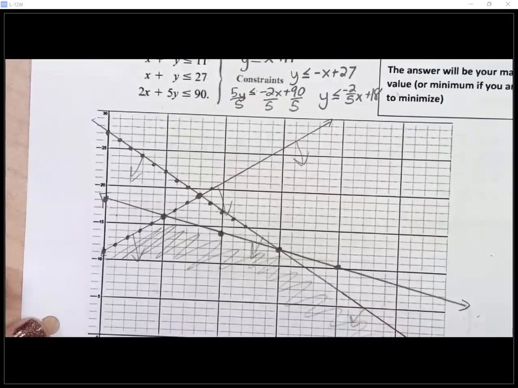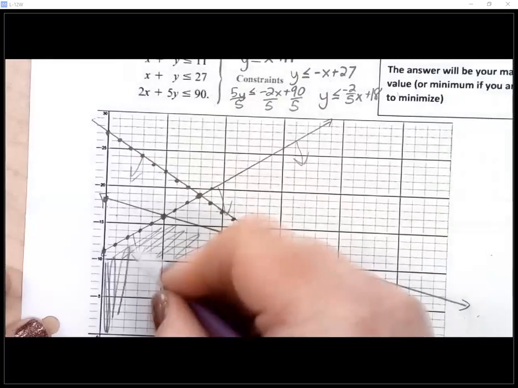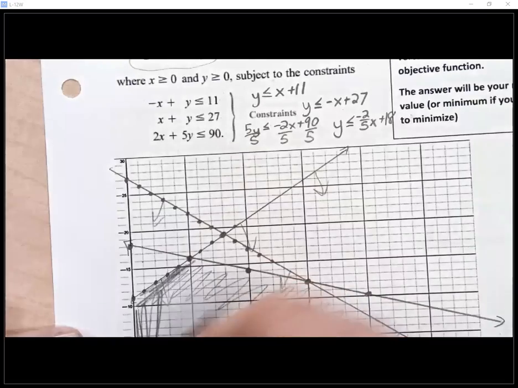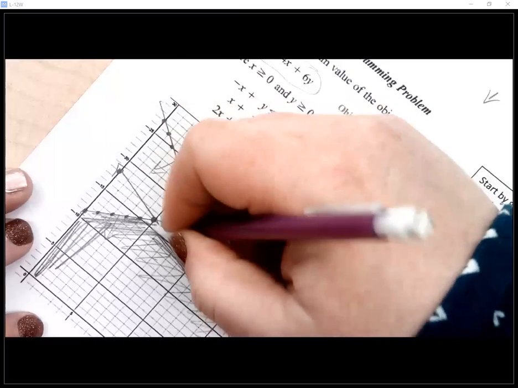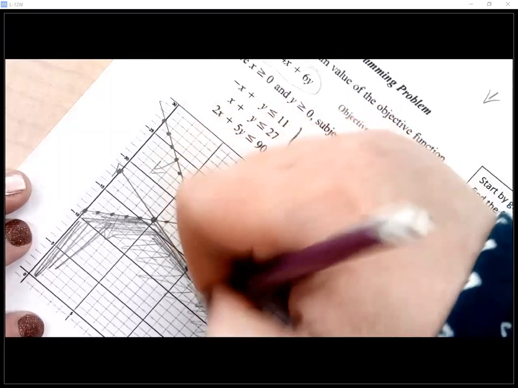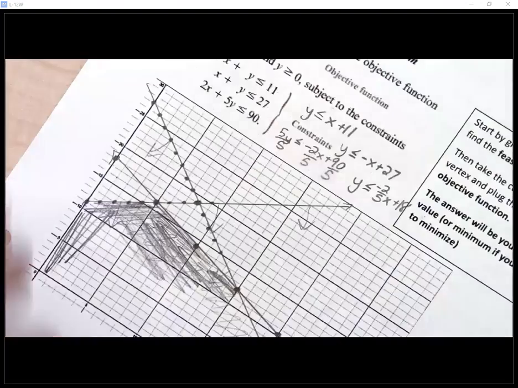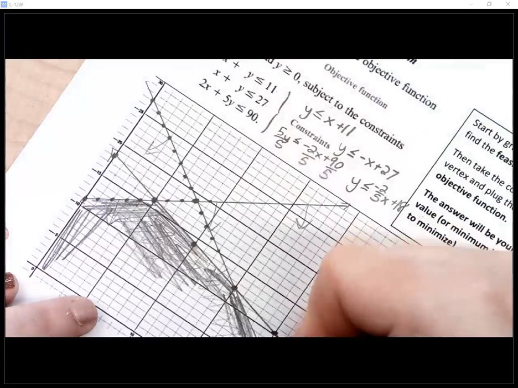So I'm going to take a minute here and just really darken it so I can see it. Don't color it in so dark that you can't even see the points beneath it, but I need to make it dark so you can see it on the screen, especially.